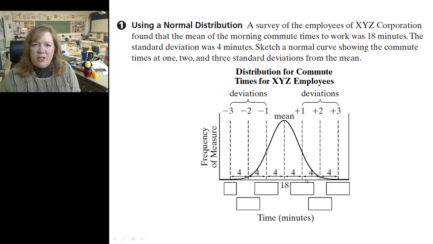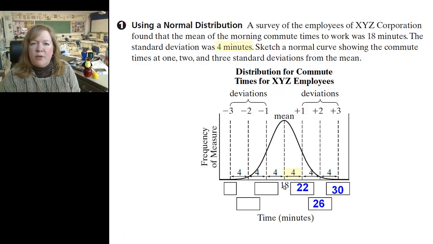We're going to add 1 standard deviation to it. Standard deviation is 4 minutes. So 18 plus 4 would give us 22 minutes. To keep going forward, we'll just keep adding 4. So to get the next group of data to go 2 standard deviations, we'll add another 4 to it to get 26. And to get 3 standard deviations, we'll get 30.